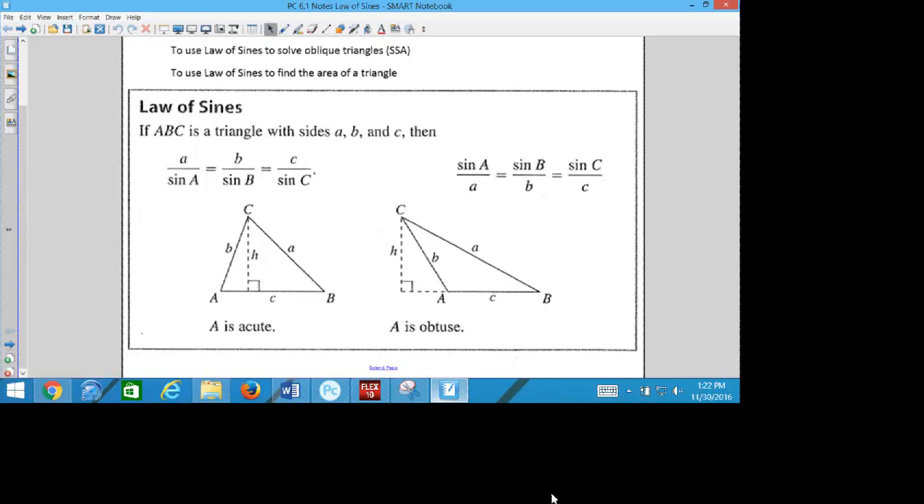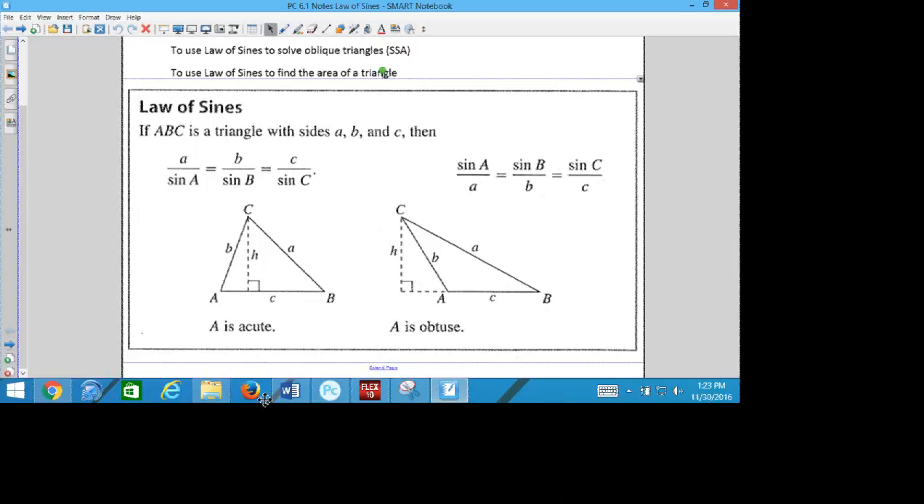A over sine of A, B over sine of B, C over sine of C, or otherwise you could just flip them all: sine of A over A, sine of B over B, sine of C over C. It doesn't matter which one you use. A, B, and C, when they are capital letters, they are the angles, just like in geometry. And when they are lowercase, they are the side lengths that are directly opposite their capital letter. So you'll see lowercase a is directly opposite of the uppercase A.